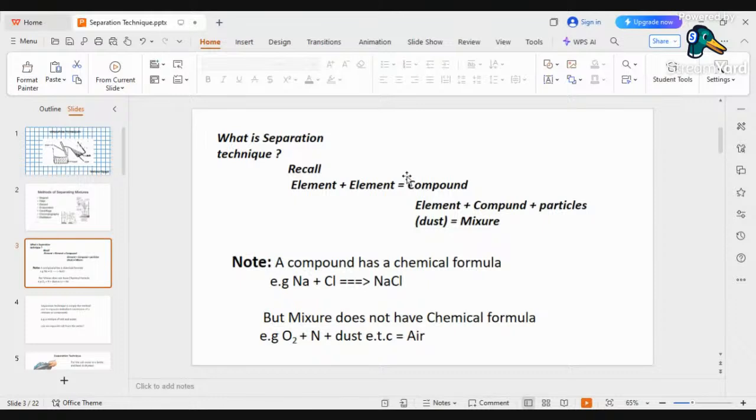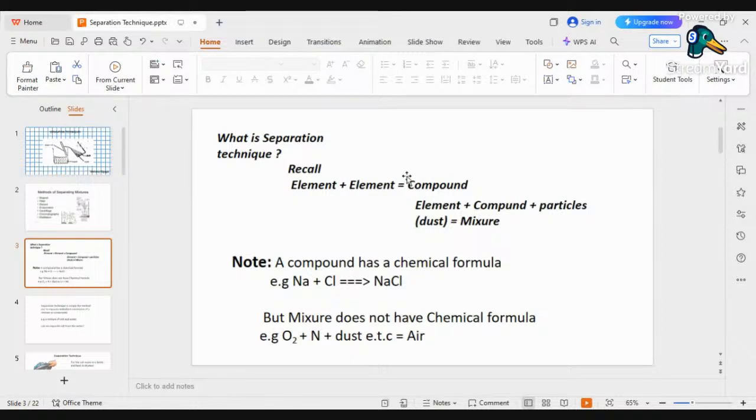That's the first definition. Now, recall that when element and element come together, it forms a compound. Are we together? When element and element come together, it forms a compound. And when elements mixed with compound plus other particles like dust, they form a mixture. Now, what is the difference between a mixture and a compound? A compound has a chemical formula. A mixture does not have a chemical formula.